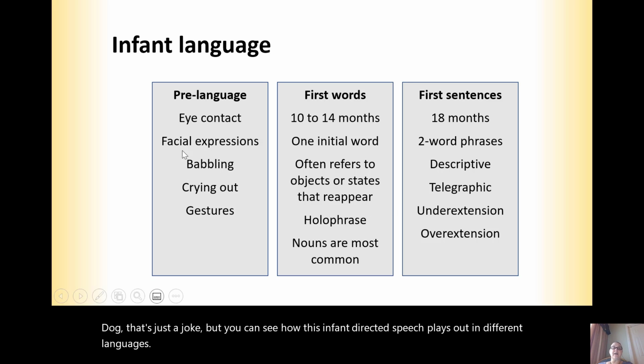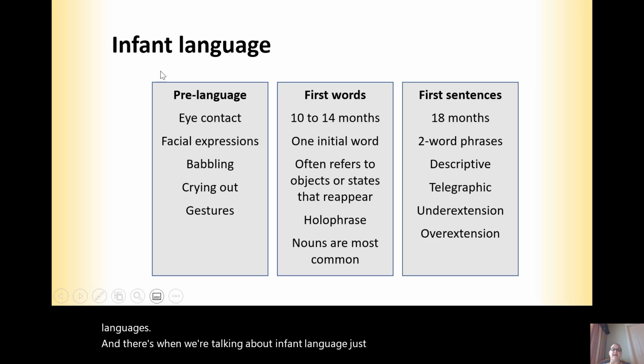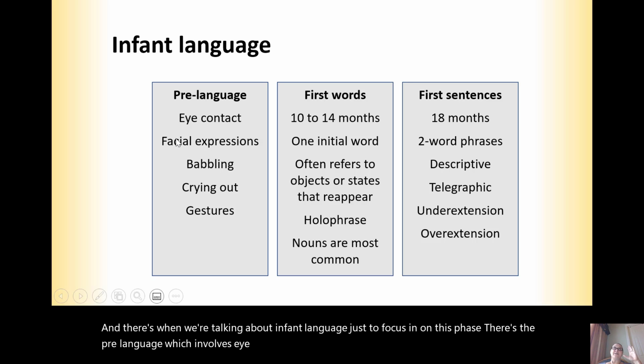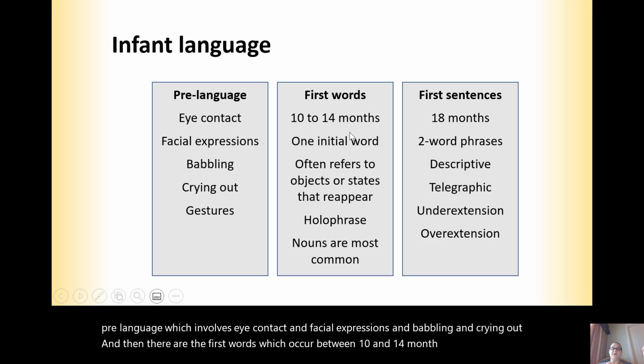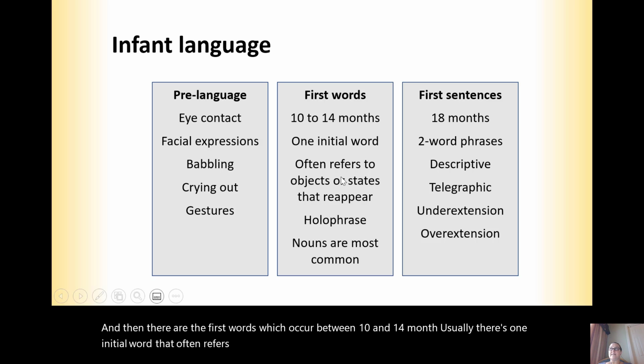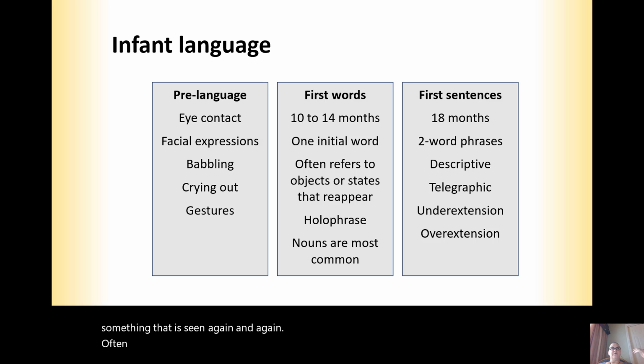And when we're talking about infant language, just to focus in on this phase, there's the pre-language, which involves eye contact and facial expressions and babbling and crying out. And then there are the first words, which occur between 10 and 14 months. Usually there's one initial word that often refers to objects or states that reappear. So the first word is often something that is seen again and again. Often it's mama or dada but I remember the first word for an object that my son had was dabwa, dabwa. And he would say it for basically everything that he liked.